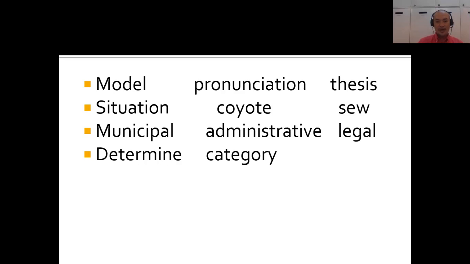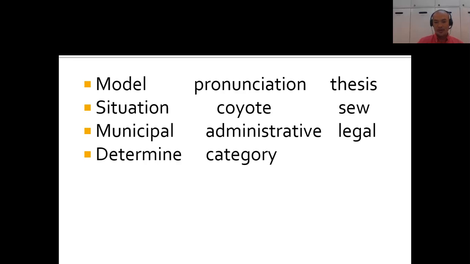Then we have coyote. It's the I sound in the first syllable. Then we have two acceptable forms: administrative or administrative. They have different stresses as well. Then we have these commonly mispronounced words as well. We have category. The stress is on the first syllable, not category. Sometimes as Filipinos, we stress on the second syllable, which is wrong.